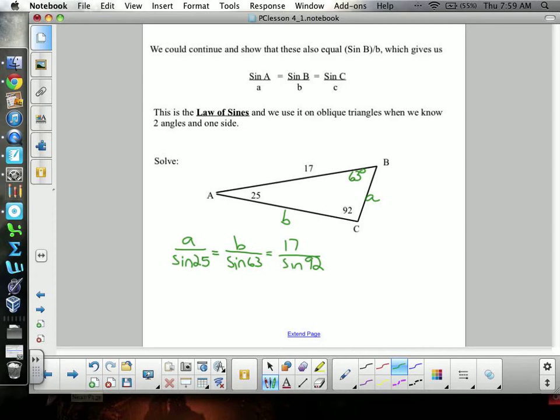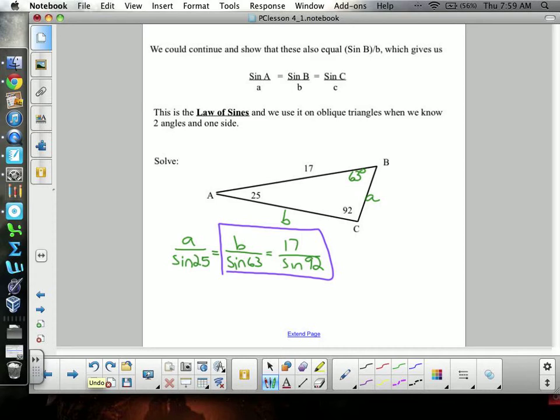Obviously, I have to use this as one of my ratios. I can't solve this pair with the A and the B. I couldn't do this by itself because I don't know A or B, do I? I'd have two variables. So that's not going to work. So instead, maybe I'll start here because they're next to each other. How do I solve a proportion? I cross multiply. Or actually, easier still, I'm just going to multiply both sides by the sine of 63.